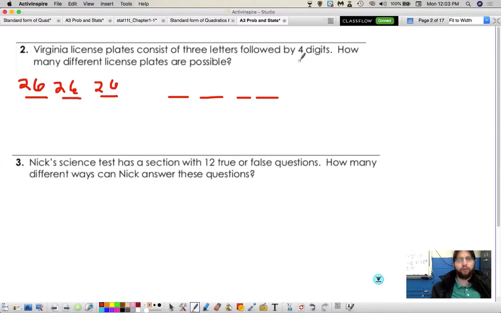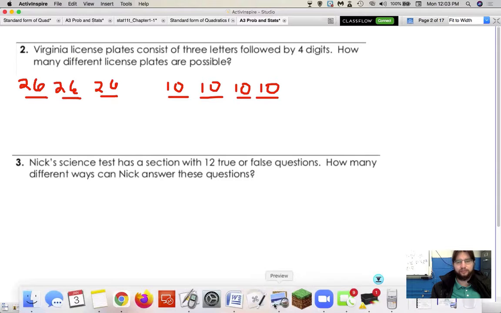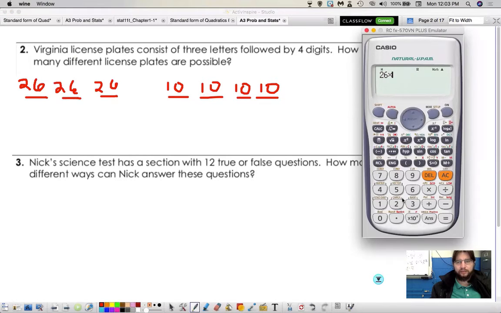Now the next part has 4 digits. Well, how many different digits are there? Well, there's 0, 1, 2, 3, 4, 5, 6, 7, 8, 9. That's 10 digits. So each of those has 10 possibilities. So basically we have 1, 2, 3, 4, 5, 6, 7 different events that are happening, so we have to make that many different decisions. We multiply all that together: 26 times 26 times 26 times 10 times 10 times 10 times 10. That's going to give us this number right here.